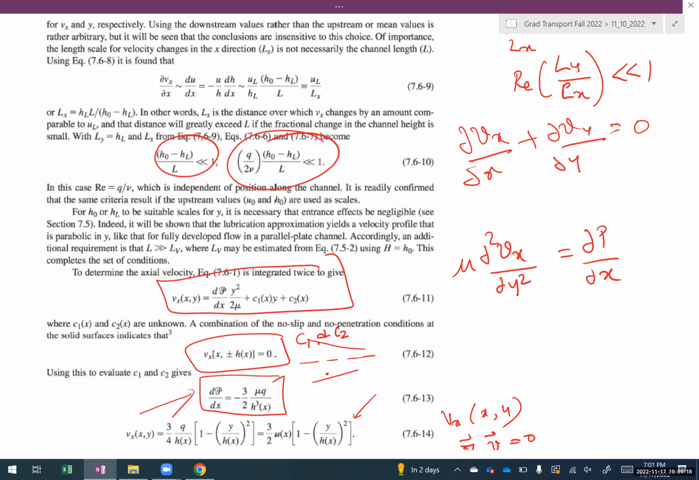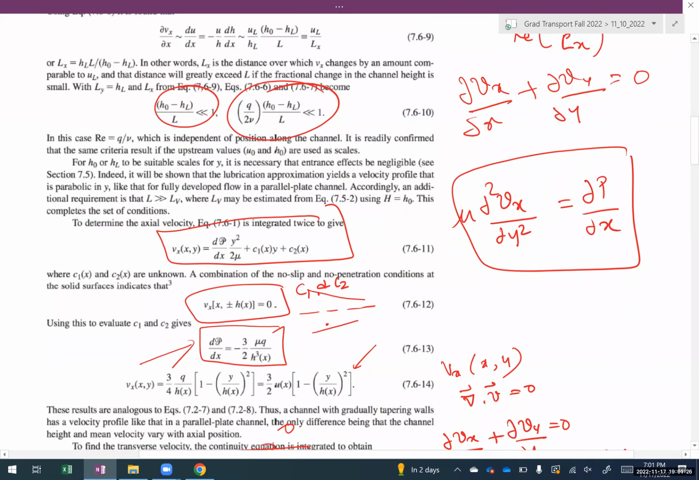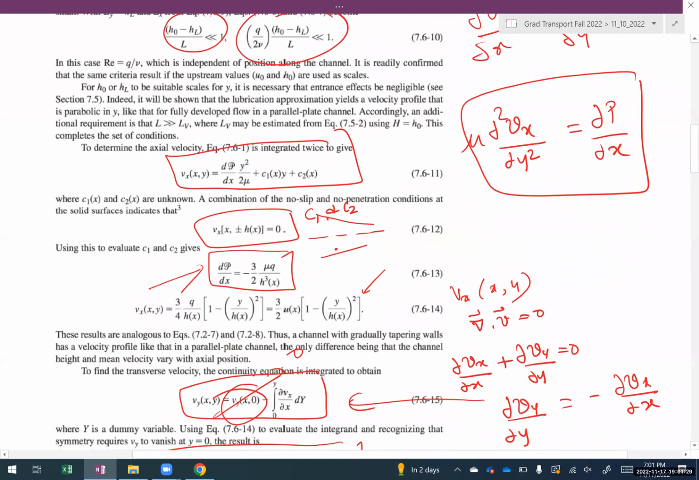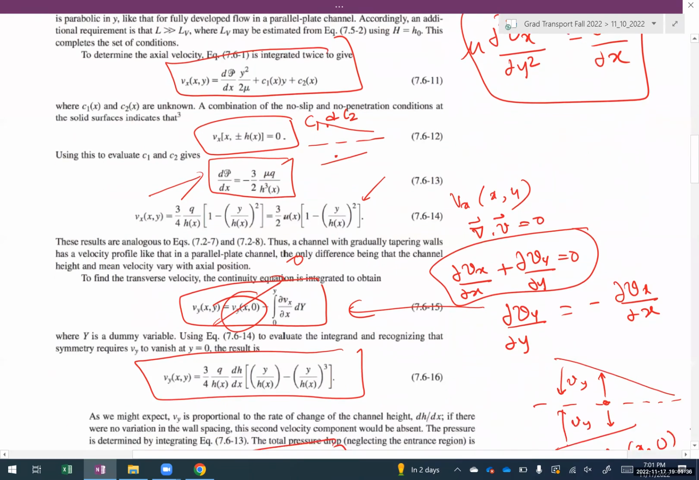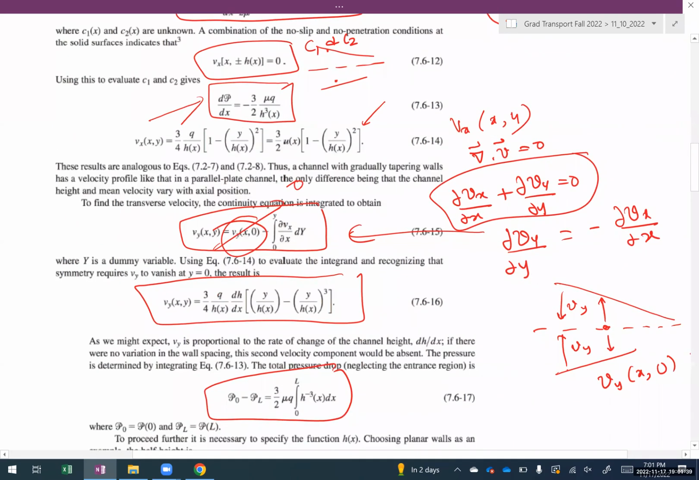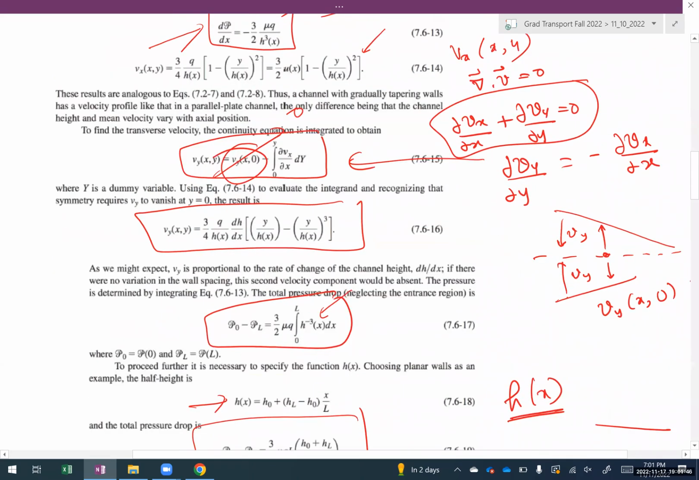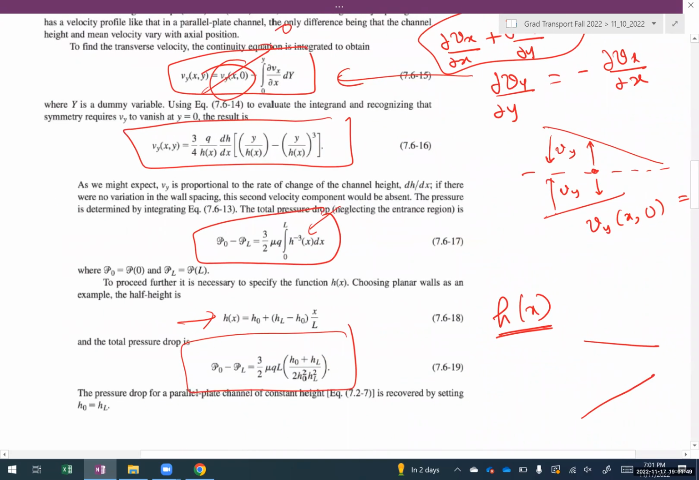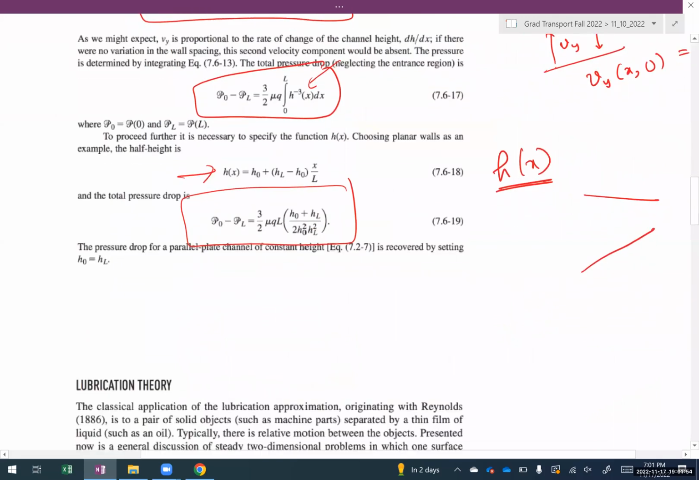So the Navier-Stokes simplifies to the lubrication approximation, shown here. Integrate it twice, solve for the velocity, and you get an expression for the pressure. P is just a function of x in the lubrication approximation. Once you get Vx, use the continuity to get to Vy. Once you solve for Vy, you can also solve for the pressure drop. To do that, you need to know how the taper distance changes as a function of x. If you assume a simple way in which it changes, say it's linear, then you can calculate what the pressure drop is going to be.